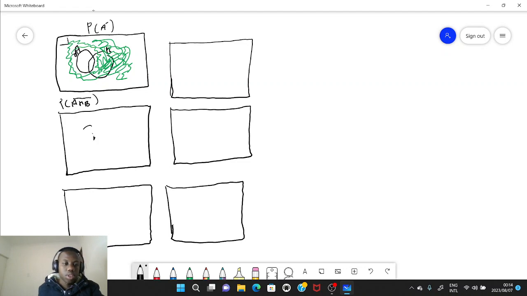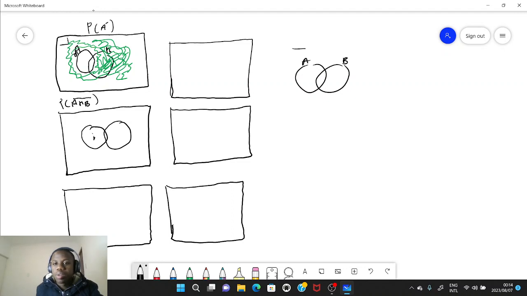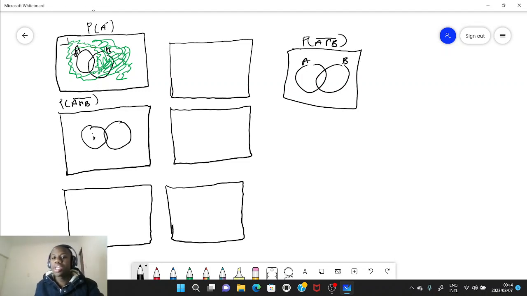So we have our circles. Now let's simply draw bigger circles here. We have A, we have B. And now they want the probability of not A and B. So what happens whenever they say not? The first thing when they say not, you consider the opposite, right? They say not A and B, and what do we know? We know that A and B is this point.